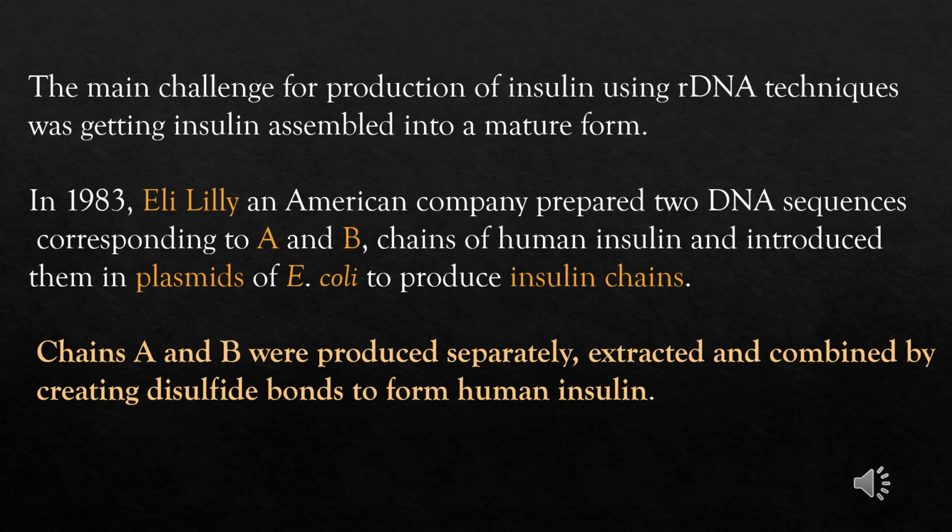So the process was somewhat simplified when in 1983 an American company, Eli Lilly, discovered a new way of preparing functional insulin by genetic engineering. What they did, instead of transferring the entire gene of insulin into E. coli bacteria through plasmids, was transfer only the genes for synthesizing the A peptide chain and B peptide chain separately into bacteria, using a plasmid as a vector. Thus chains A and B were produced separately, they were extracted, and these two separate chains were combined together by creating disulfide bonds to form fully functional human insulin.